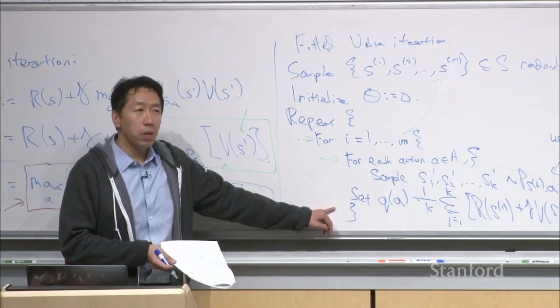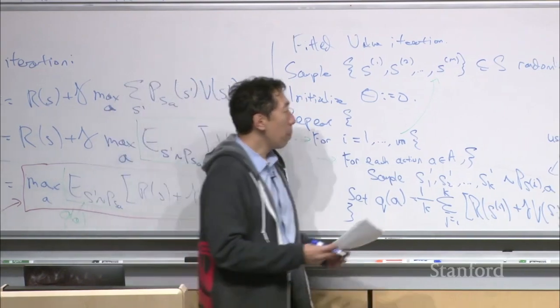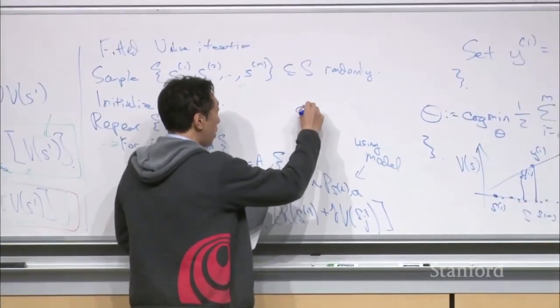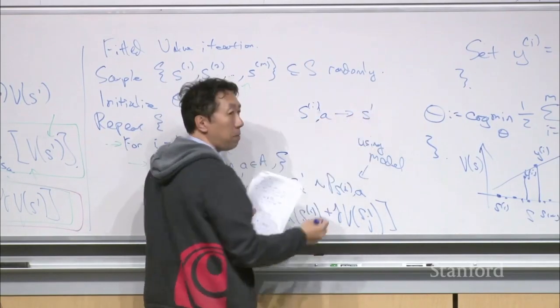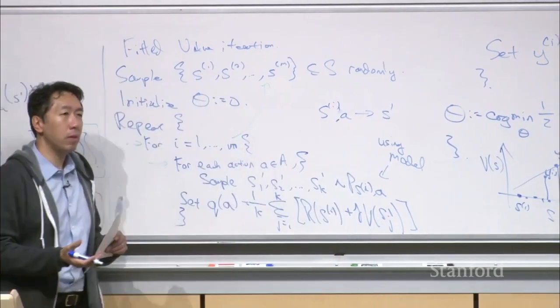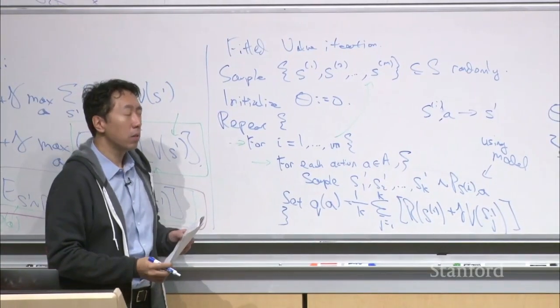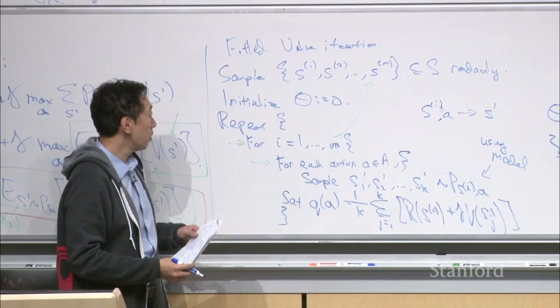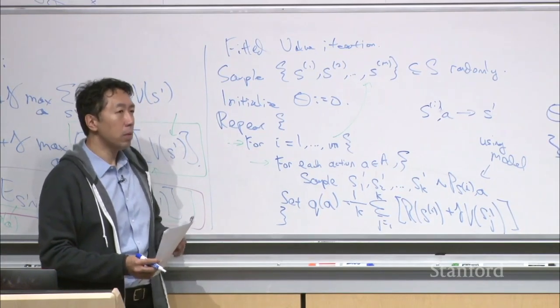Well, let's see. If you use a deterministic simulator, then given a certain state and a certain action, it will always map to the exact same S prime, right? So how can you simplify the algorithm? In the for loop for each action, instead of drawing k samples, we only have to draw one sample. Yep, great.